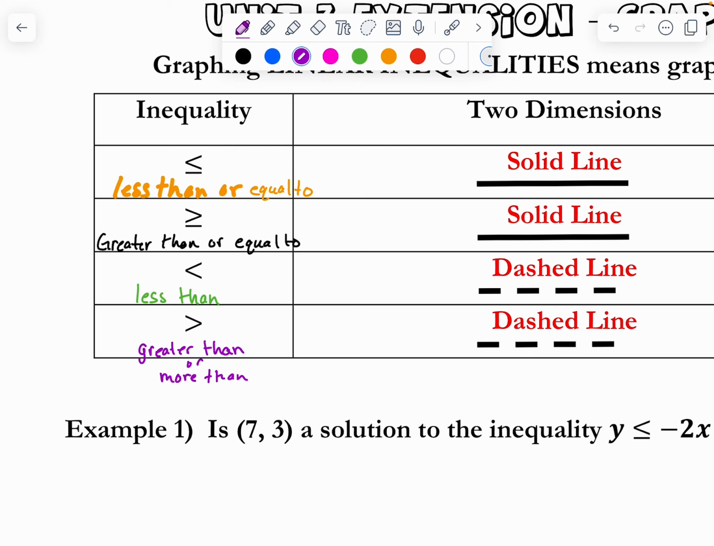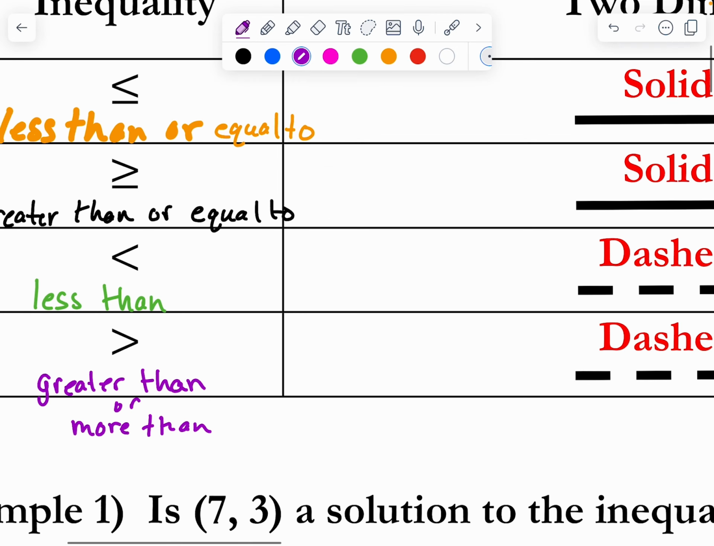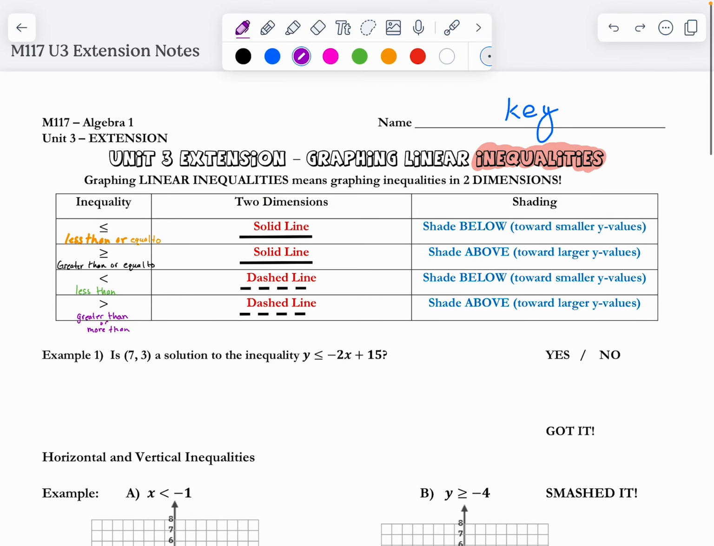Now, the rules for graphing inequalities are a little bit different than when we did them on a number line. On the number line, if you remember, this meant you went to the left, and this meant that you went to the right. But now we have not just left and right, we have up and down. So we have to understand what that means. When we are shading using the less than or equal sign, we always want to shade towards the smaller y values. When we have greater than or equal, we always want to shade above, so go towards the larger y values.